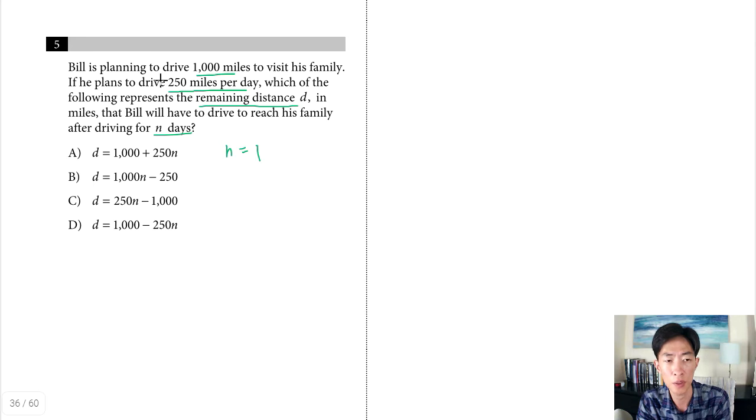That means if he's driving 250 miles per day, he's going to drive a total of 250 miles. And to calculate the distance he'll have remaining, it's going to be 1,000 minus 250, because that's what's left over. Now let's assume n equals 2. If he's driving 250 miles per day for 2 days, he's going to be driving 500 miles. And to calculate the remaining distance, it's going to be 1,000 minus 500. So notice what's going on here just from using two examples. We're taking the number n and we're multiplying it by 250 because that's what he's driving per day.